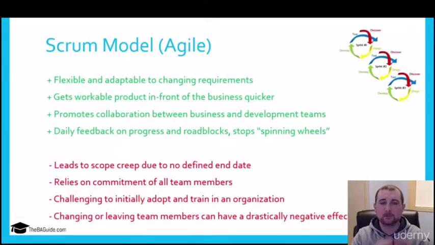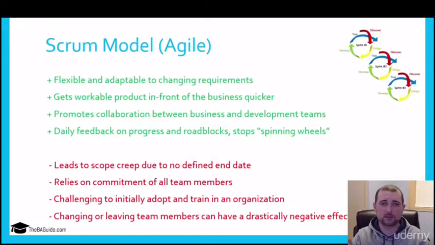The next thing is it promotes collaboration between the business and development teams. So if you remember from the waterfall model, one of the cons to that is you can sometimes create a rift or a wall between the business and the development teams. Well, the Scrum model really evaporates that wall. You can't really have that because you have to work closely together. That product owner's working with the Scrum dev team, is working with the Scrum master. They're all on one team.